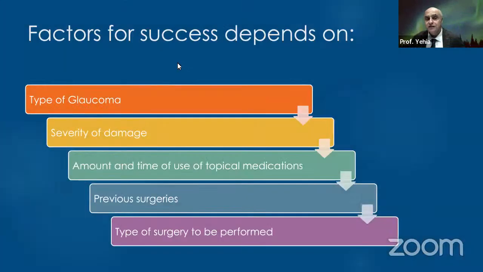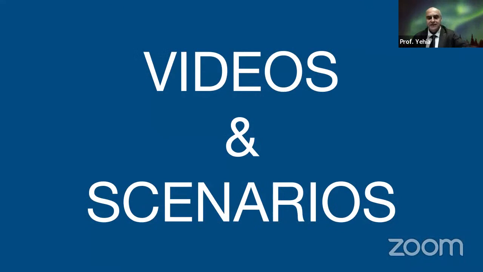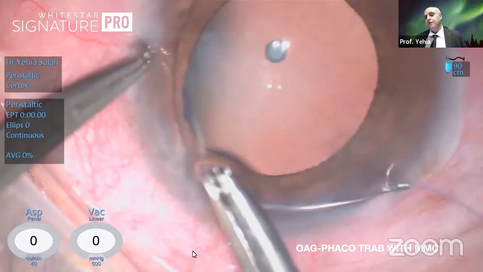So the factors of success depend on the type of glaucoma, the severity of the damage to the optic nerve, the amount of time and time of use of topical medications, and whether the patient has had previous surgeries, and accordingly we choose the type of surgery to be performed. Let's go into different scenarios, discussing these different techniques and situations. I'm going to start with the classic combined trabeculectomy with phacoemulsification.